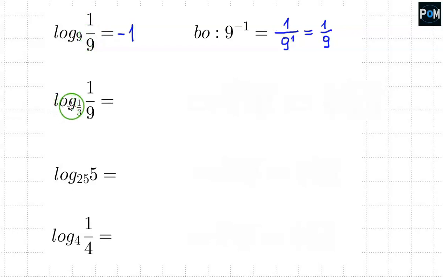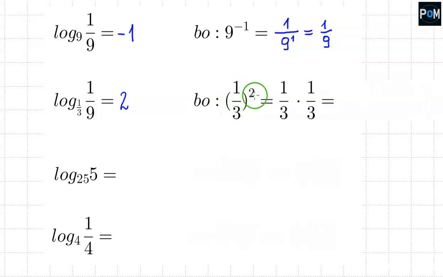Another example is the log base 1/3 of the number 1/9. 1/3 raised to some power gives us 1/9. And if we raise 1/3 to the second power, we get the result 1/9. Here we have it spelled out. 1/3 to the power of 2 is 1/3 times 1/3, which is simply 1/9. So the result of this log is the number 2.